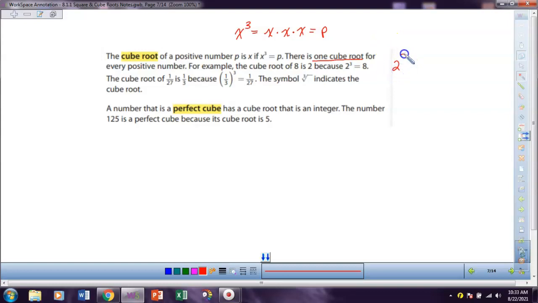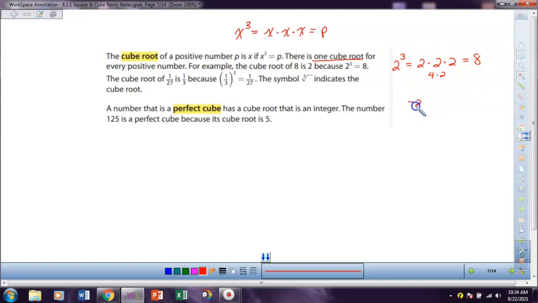If we take 2, cube it, we'll take 2 times 2 times 2. 2 times 2 is 4. 4 times 2 is 8. So 2 cubed is 8.